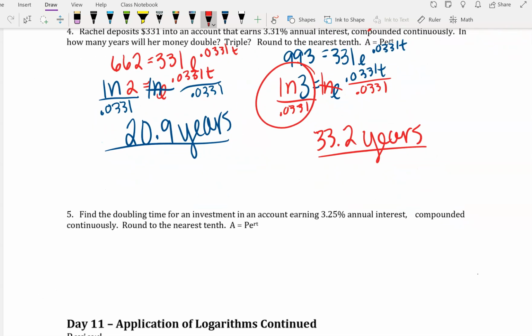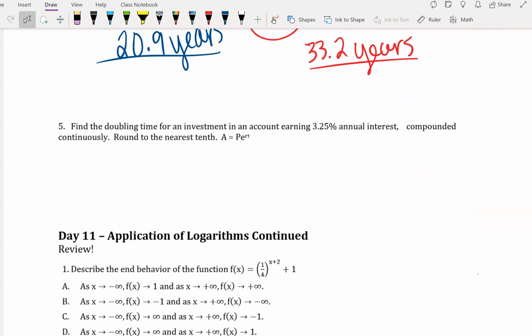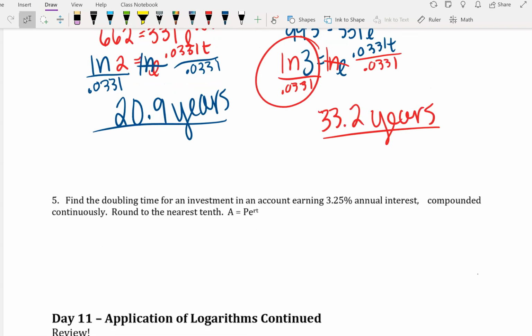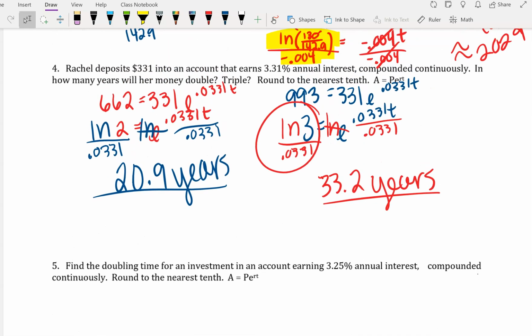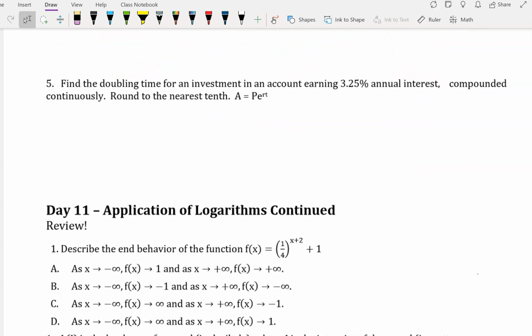All right. Find the doubling time of an investment earning 3.25% annual interest compounded continuously, round to the nearest tenth. So, like I was just saying in this last one, I didn't need to know what the principal value was, what the starting amount was, because if I want something to double, I just put a 2 over here. If I want something to triple, I put a 3 over there.